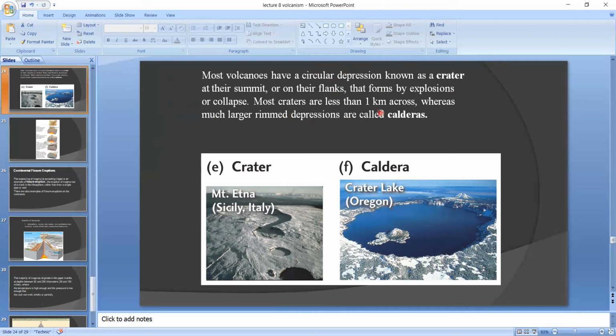If this crater is deeper, like 1 kilometer and more, that will be called caldera. So there's an example, Crater Lake Oregon and Mount Etna, Sicily, Italy. So these are the small depressions, so these are called crater, but this is huge, so it's a caldera. And you can see that a lake has been formed here in the caldera, probably due to a dormant or dead volcano.